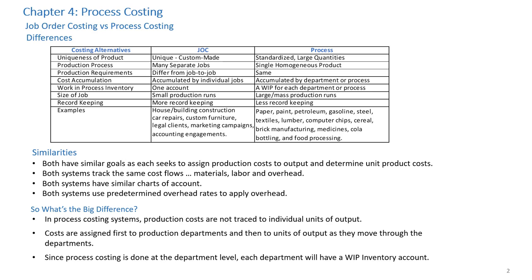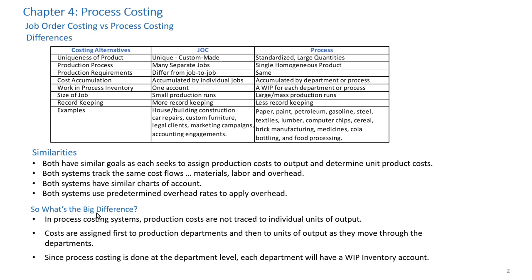Both costing systems have similar goals, as each seeks to assign production cost to output and determine unit product costs. Both systems track the same cost flows: materials, labor, and overhead. Both systems have similar chart of accounts, and both systems use predetermined overhead rates to apply overhead. So what's the big difference?